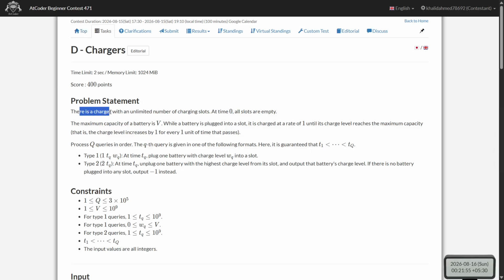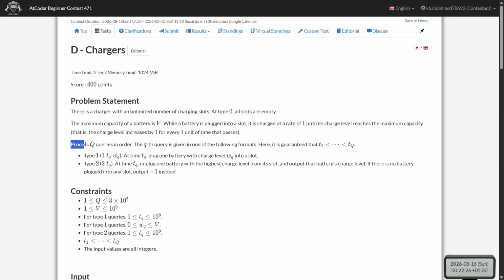There are chargers with an unlimited number of charging slots. At time 0 all slots are empty. The maximum capacity of a battery is V. When a battery is plugged into a slot, it is charged at a rate of 1 unit until its charge level reaches the maximum capacity. That is, the charge level increases by 1 for every 1 unit of time that passes.